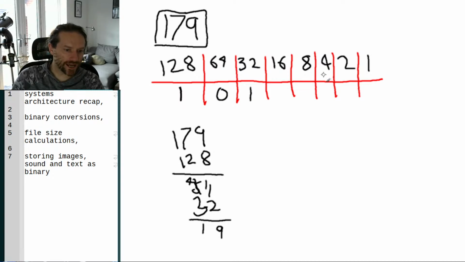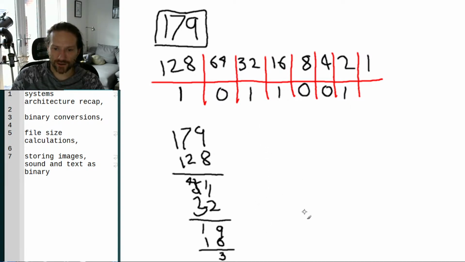We follow the same pattern. 16 is less than 19, so we're going to put a 1 in there. Okay, then we're going to subtract 16 from 19, and 19 minus 16 is 3. Okay, so 8 is greater than 3, so we're going to put a 0 in there. 4 is greater than 3, so we're going to put a 0 in there. 2 is less than 3, though, so we're going to put a 1 in there.